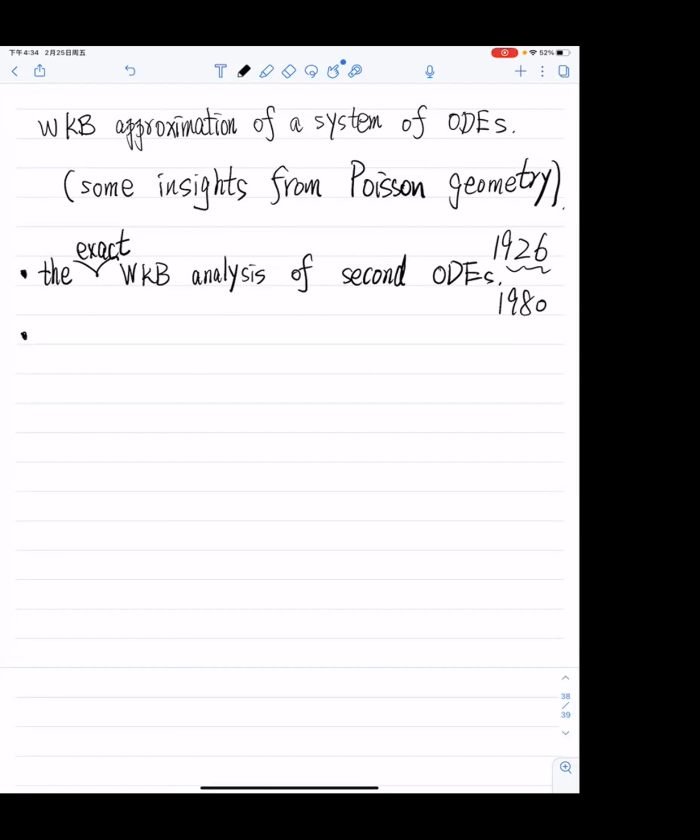But in this talk, I'm gonna talk about some WKB analysis for some higher order differential equations. Just a quick comment on the exact WKB analysis for higher order differential equations. Higher means the order of your equation is greater than or equal to 3.